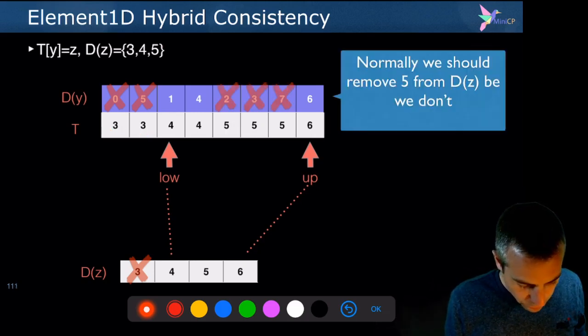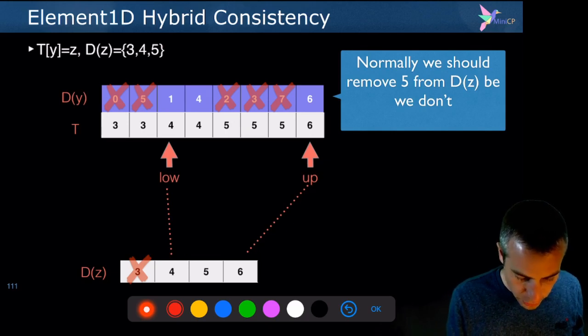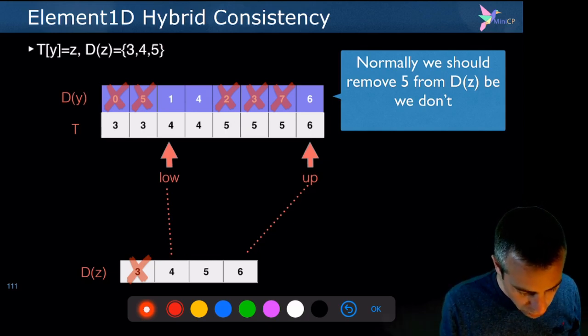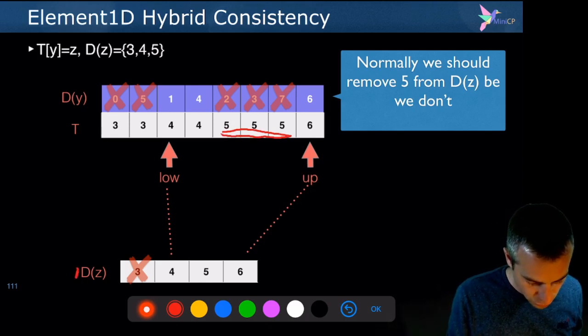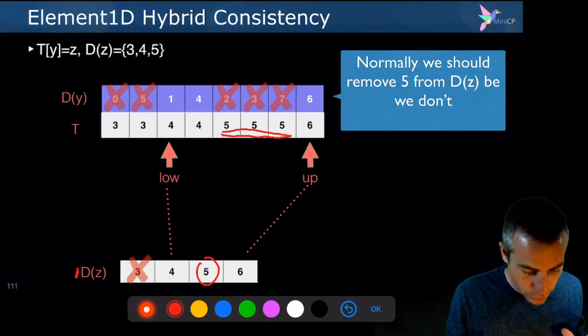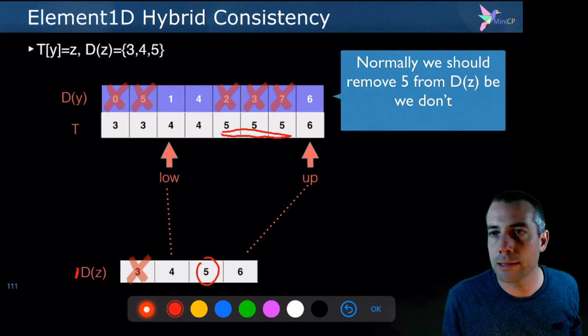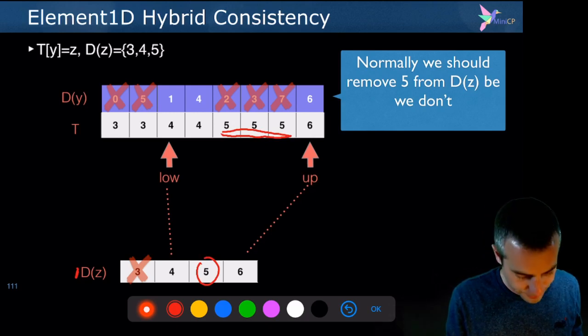Now if you remove the values 2, 3, and 7 from the domain of y, we will do nothing. Normally you see that all the supports for 5 have disappeared, which means that it's clearly impossible to have this value 5 in the domain of z, but we do nothing because the relaxed consistency that we have chosen assumes that the domain of z is always an interval, so we will do nothing.